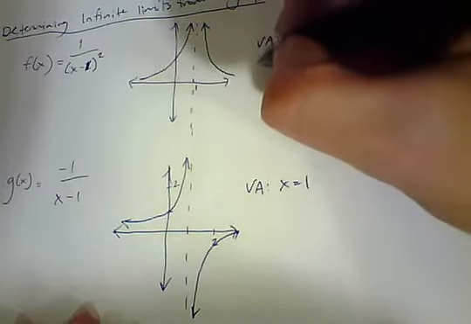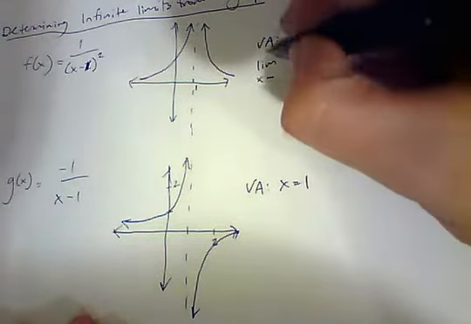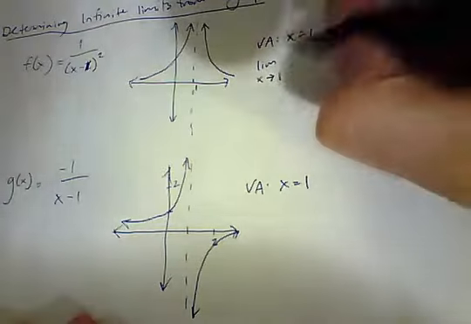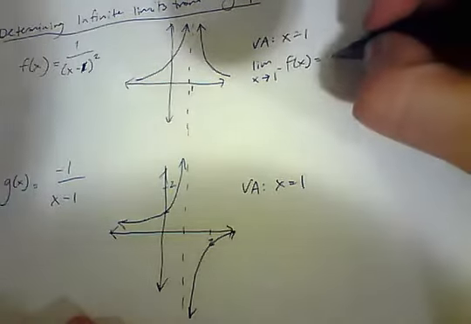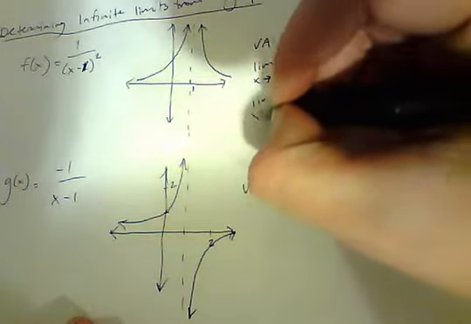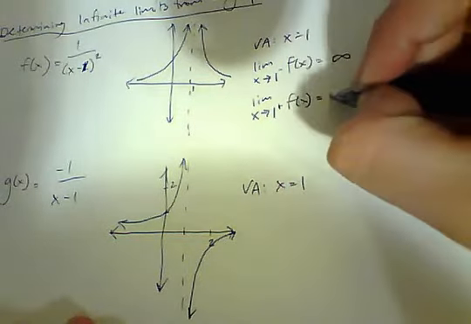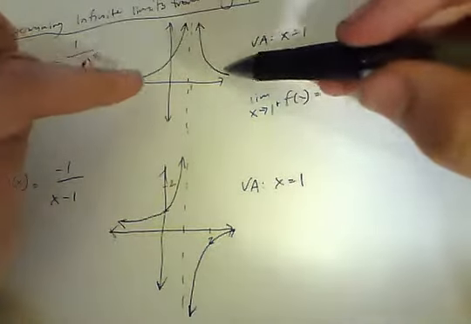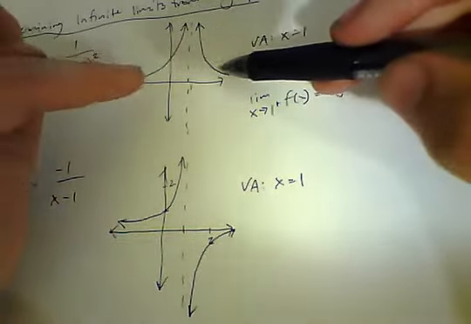And let's also identify the limit as x approaches 1, we'll say from the left for f of x, that's positive infinity. The limit as x approaches 1 from the right for f of x is also positive infinity. That makes sense because our values approach positive infinity as we go in for both directions.